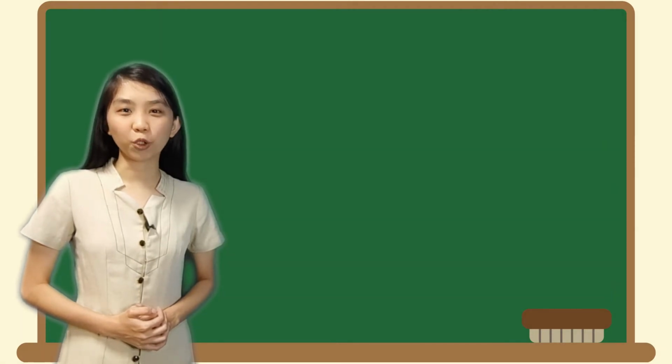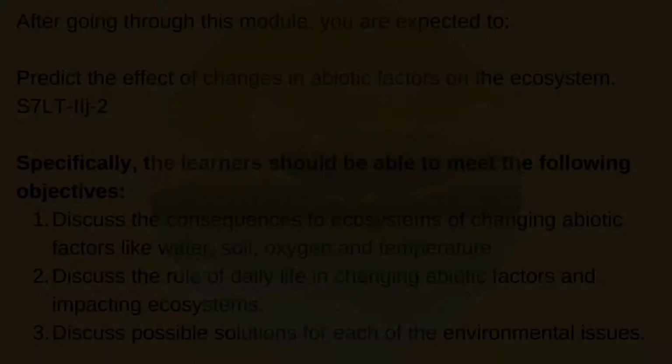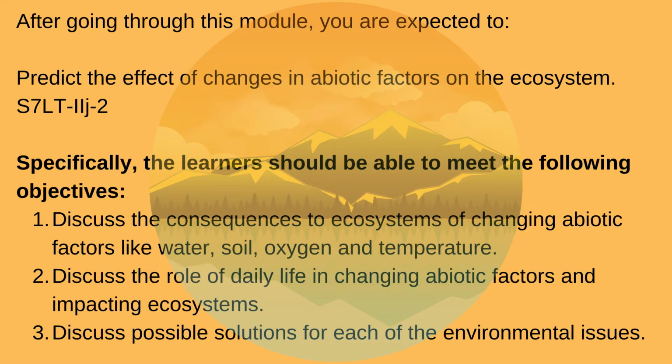After going through this module, you are expected to predict the effect of changes in abiotic factors on the ecosystem. Specifically, the learner should be able to meet the following objectives. Number 1, discuss the consequences to ecosystems of changing abiotic factors like water, soil, oxygen, and temperature. Number 2, discuss the role of daily life in changing abiotic factors and impacting ecosystems. And number 3, discuss possible solutions for each of the environmental issues.